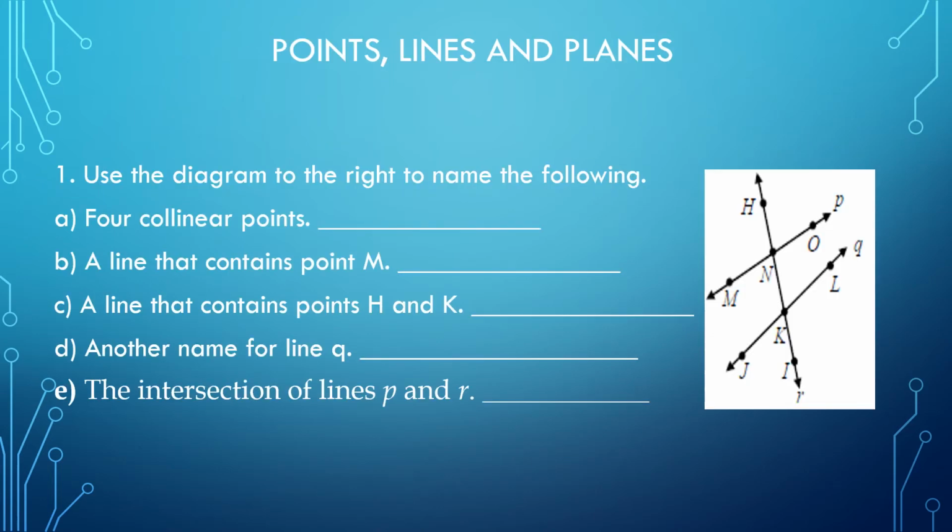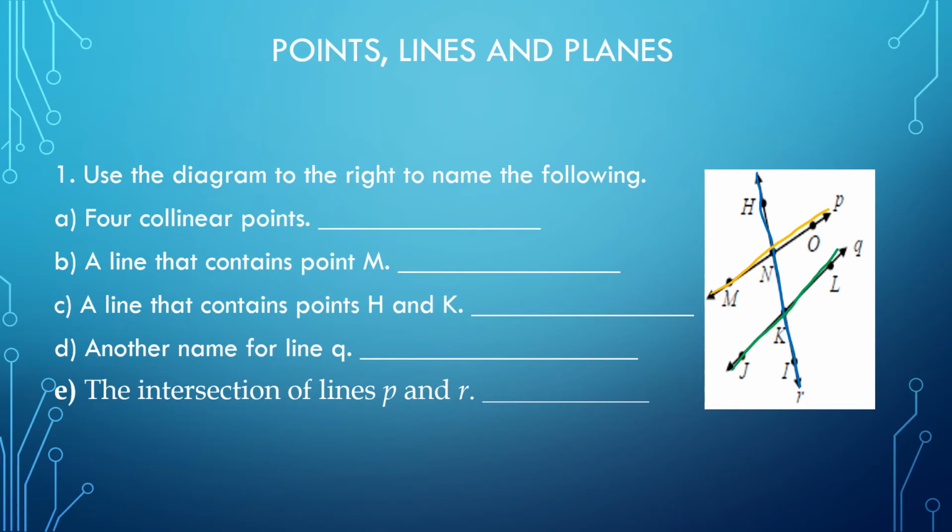Let's look at the first question. First question, part A, is asking us to figure out 4 collinear points. Let's go ahead and color code the 3 lines that we have in our figure. So let's make this a blue line. Let's make this one a green line. And let's make that one a yellow line. It's asking for 4 collinear points.